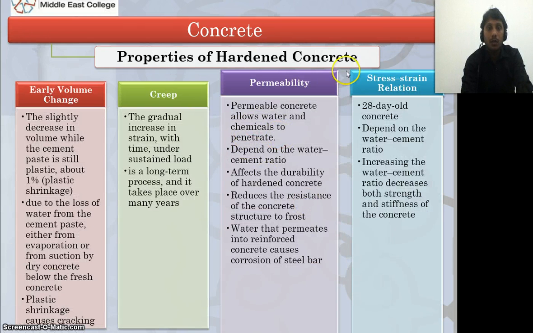What are the properties of hardened concrete? So you can go through these things: early volume change, creep, permeability, and stress-strain relation. So what is early volume change? The slight decrease in volume while the cement paste is still plastic. So please go through this.